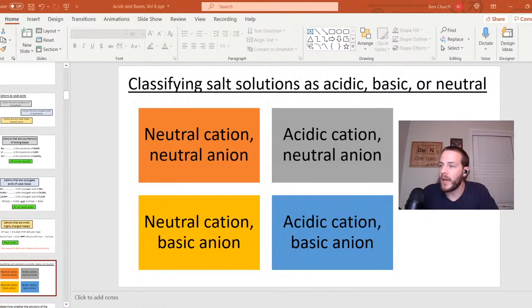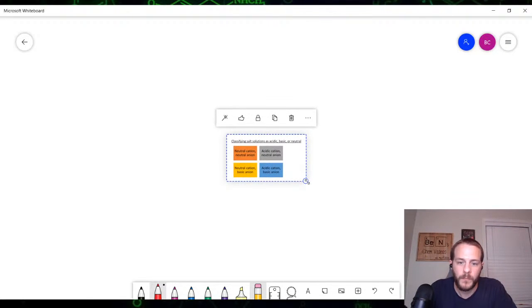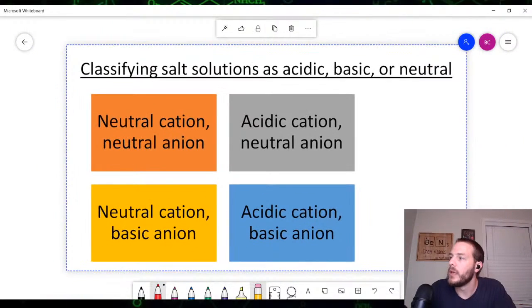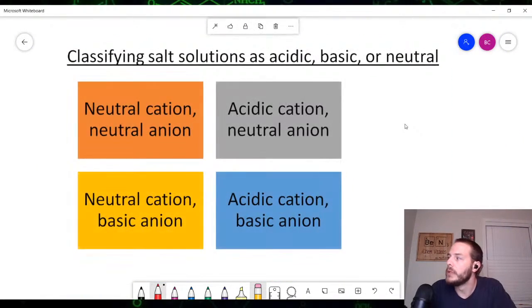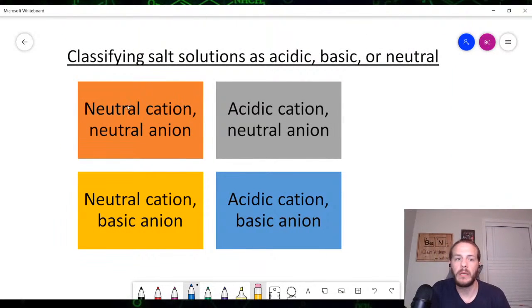So I'm going to take you guys to the whiteboard here, and I'm just going to grab the images that were just shown on that PowerPoint slide, and we're going to take a look at this. So, okay, we're going to examine each of these 4 possibilities individually and try to make sense of it all, so to speak. The first possibility is neutral cation, neutral anion, right?